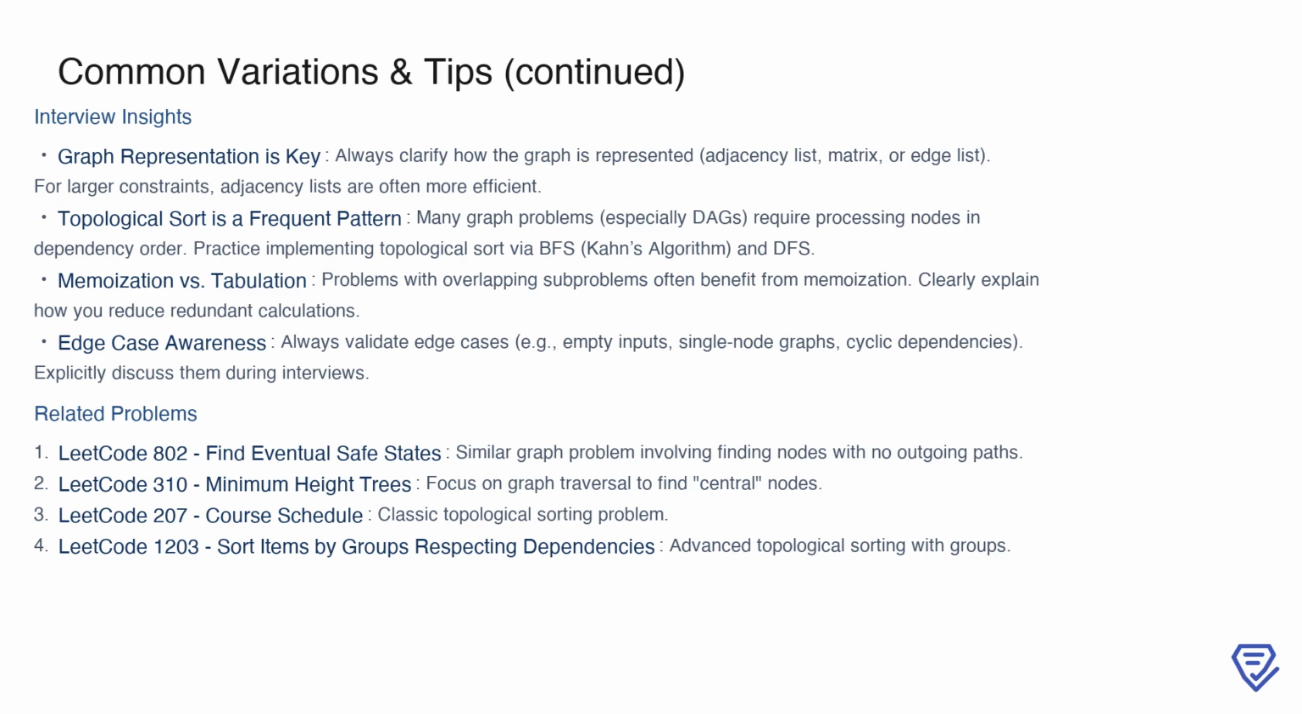It's also important to explicitly discuss edge cases during interviews. These include scenarios like empty graphs, single-node graphs, or even cyclic dependencies, depending on the problem's constraints. Familiarity with related problems, such as LeetCode 802, 310, and 207, can provide additional insights into solving graph-based challenges. Each of these problems highlights key concepts like finding safe states, central nodes, or applying topological sorting in creative ways.